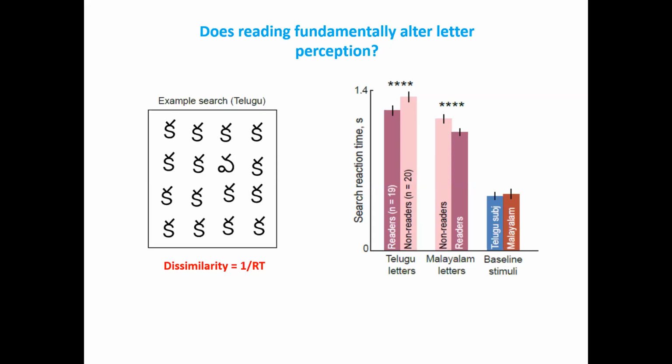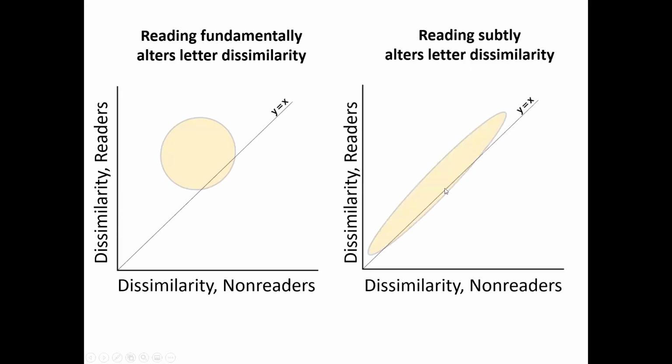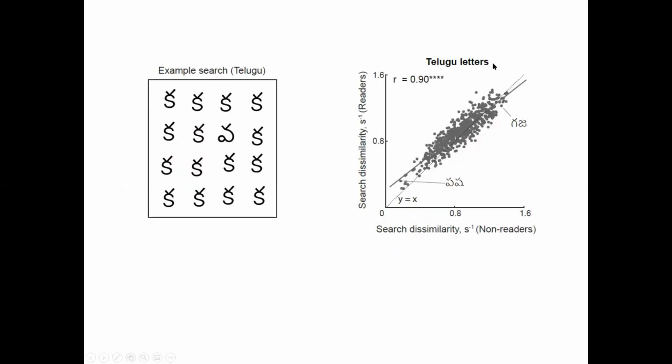But there's still a basic, even more basic question, which is, does reading actually fundamentally alter letter dissimilarity? So for example, I can now measure the dissimilarity between letters for non-readers and the dissimilarity for readers, right? So if reading is fundamentally changing your visual processing all over the place, then you should see no correlation between the dissimilarity for readers versus non-readers, right? On the other hand, if reading is only subtly altering the letter dissimilarity, that is, it's not really making things all over the place and it's not reorganizing your perceptual processing of these letters, then you should see a nice correlation between these two.